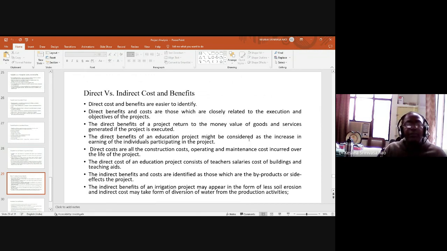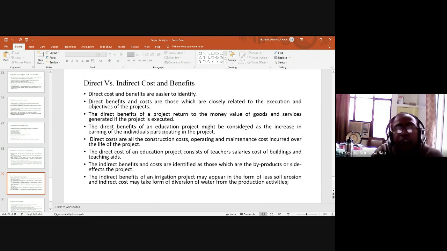The indirect benefits and costs are identified as those which are the byproducts or side effects of the project. The indirect benefits of an irrigation project may appear in the form of less soil erosion, and indirect cost may take the form of diversion of water from the production activities. So these are the activities which can give the direct and indirect costs and benefits.